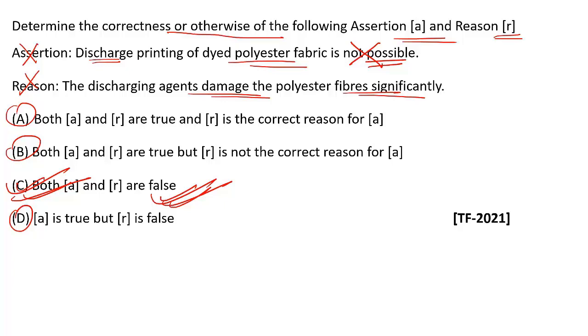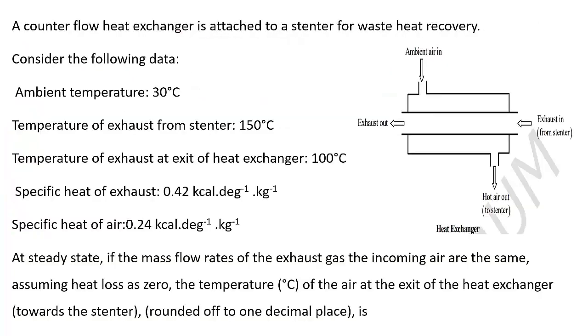Now coming on to the next question. A counter-flow heat exchanger is attached to a stenter for waste heat recovery. Consider the following data. Ambient temperature is 30 degrees Celsius. Temperature of the exhaust from the stenter is 150 degrees Celsius. Temperature of the exhaust at the exit of the heat exchanger is 100 degrees Celsius. Specific heat of the exhaust is 0.42 kilocalorie per degree per kg, and specific heat of the air is 0.24 kilocalorie per degree per kg.